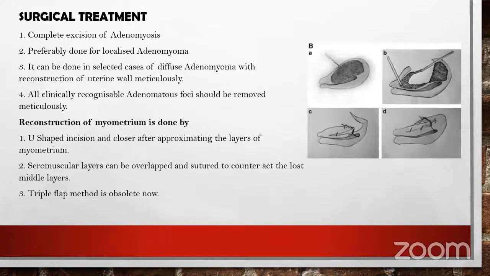Surgical treatment. Complete excision of adenomyosis, preferably done for localized adenomyoma. It can be done in selected cases of diffuse adenomyoma with meticulous reconstruction of the uterine wall. All clinically recognizable adenomatous foci should be removed meticulously. Reconstruction of myometrium is done by U-shaped incision and closure after approximating the layers of myometrium. Seromuscular layer can be overlapped and sutured to counteract the lost middle layer. Triple flap method is obsolete now.